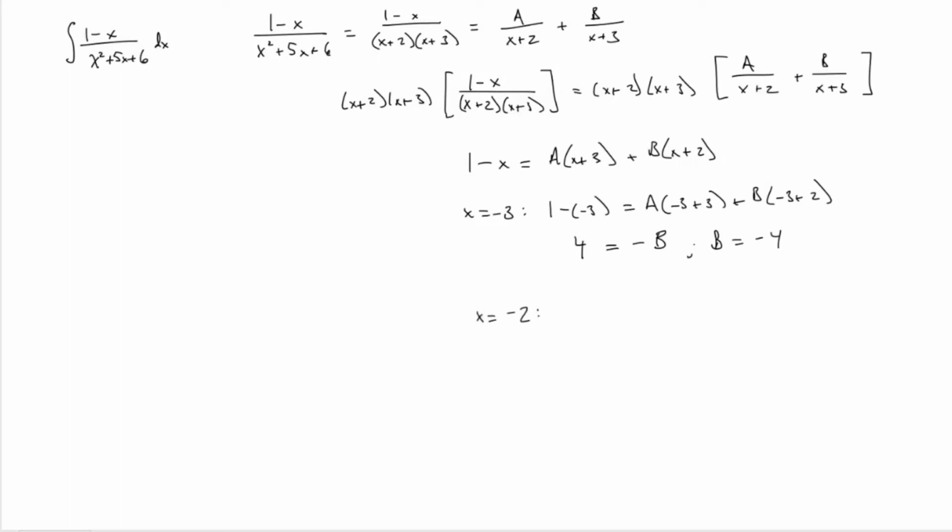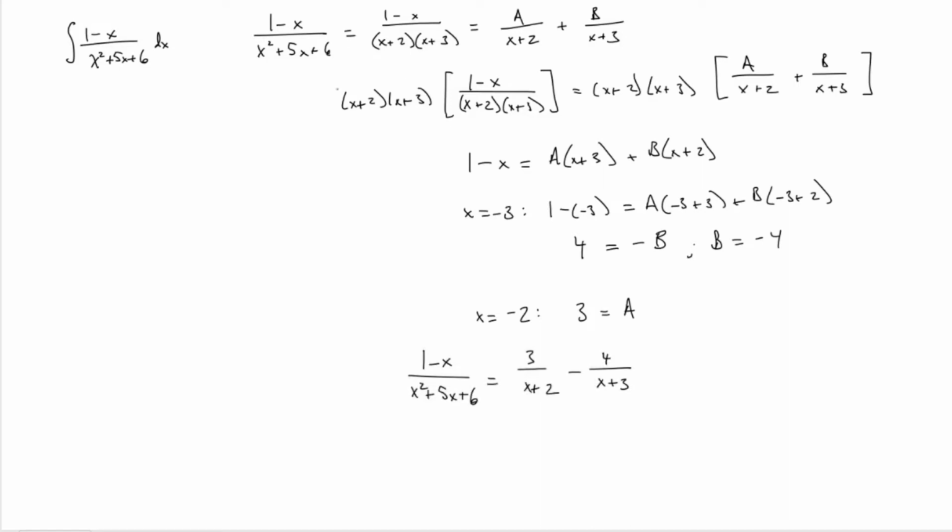Similarly, if we choose x equal to negative 2 and plug negative 2 in for x, we get 3 equals a. 1 minus negative 2 is 3, and then you get a times negative 2 plus 3, which is 1, so that's 1 times a, and negative 2 plus 2 is 0, and 0 times b is 0, so that term goes away, and so we just get a is equal to 3. So now we know that a is 3, and b is negative 4.